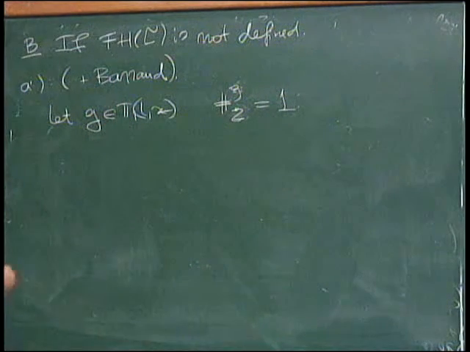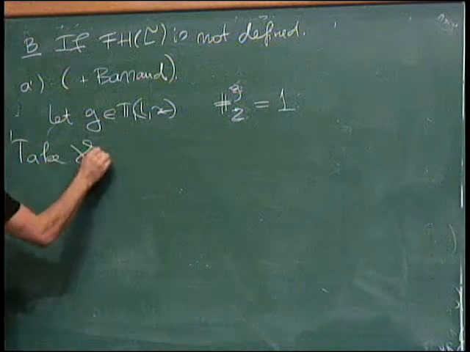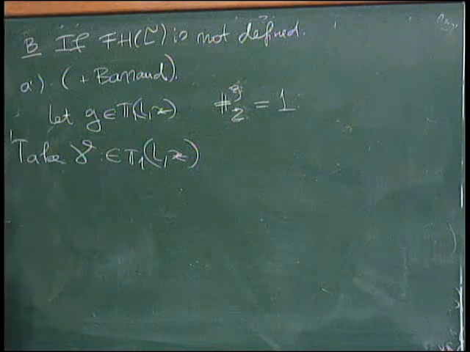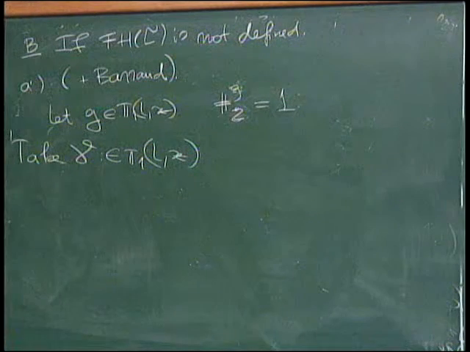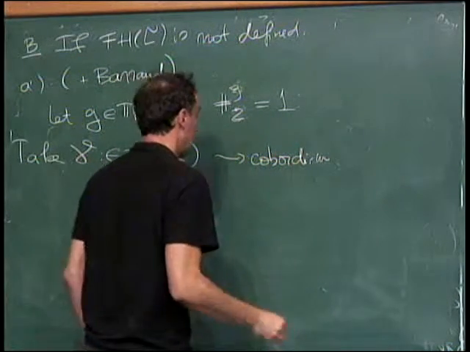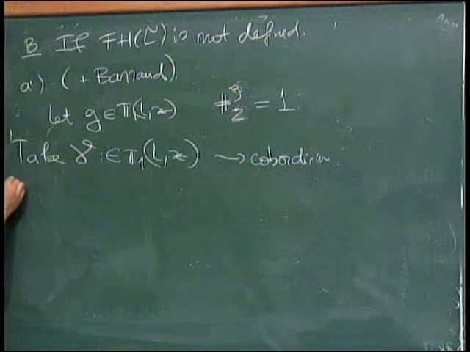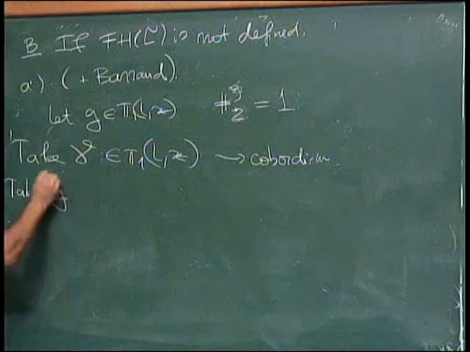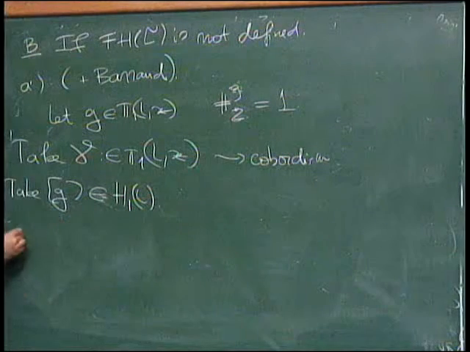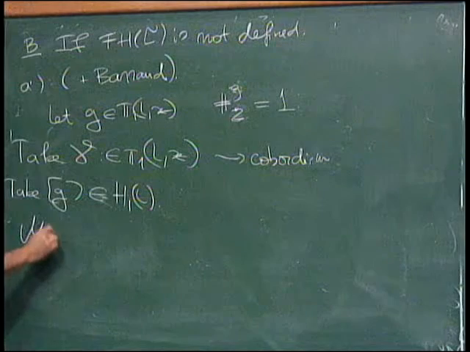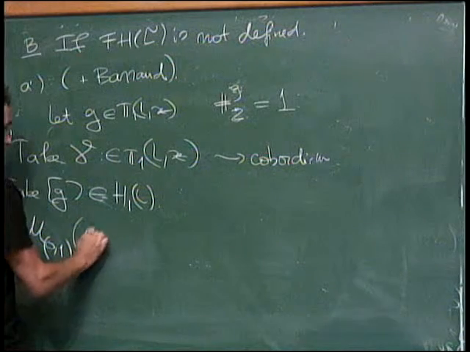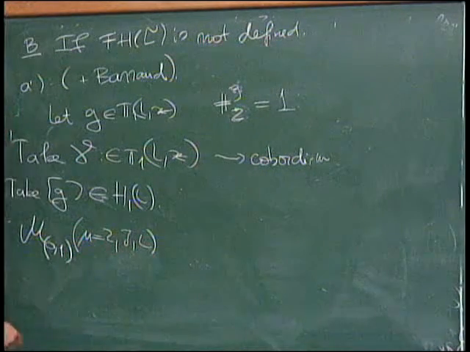Then take an arbitrary, still generic path in pi 1 Lx. Now this path can be used to define a cobordism. And the cobordism, so let's take the homology class of J in H1 of L. And then take this disk with one marked point on the boundary and mu equal to 2, G, L, so sitting on L.